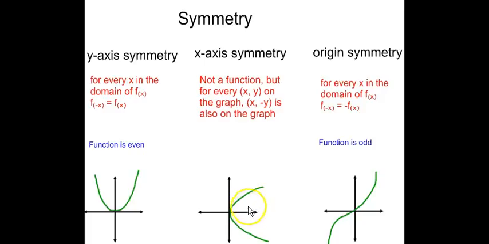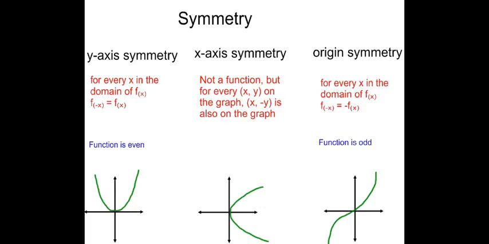The second case, we have x-axis symmetry. Once again, if you fold this along the x-axis, the top would fall directly right onto the bottom. But it is worth noting that this one, if it has x-axis symmetry, it's not a function. This is going to fail the vertical line test. And origin symmetry would be if I did both folds. Fold the x-axis, then fold the y-axis, and we would end up right on top of ourselves.